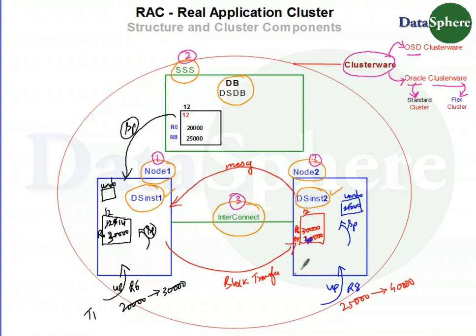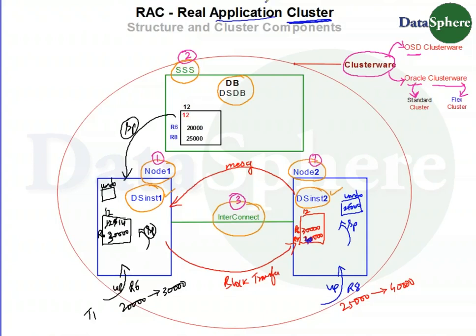Now who is going to do this transfer of messages and transfer of blocks? RAC does this. So this is how the interaction will happen. Because of this, it will act as one instance for a database. So, real application cluster. Cluster means what? Grouping. Oracle has grouped instances to provide resources to applications. That's why it is called real application cluster.